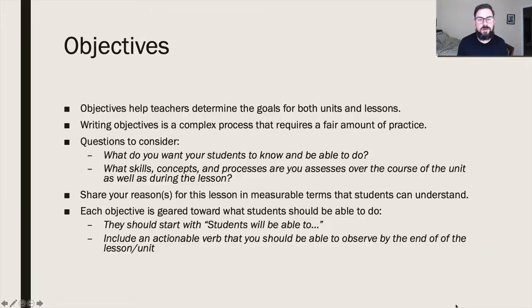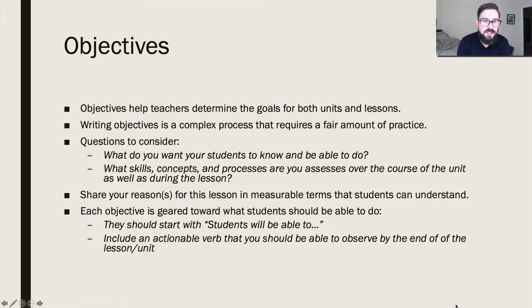All right, so the next thing we're going to talk about is objectives. Now, objectives help teachers determine the goals for both units and lessons. So there is going to be a unit level objective as well as a lesson level objective, at least one of those that you will have for each lesson plan.